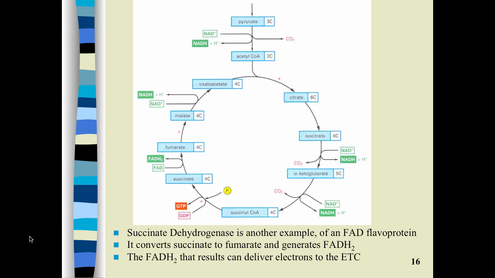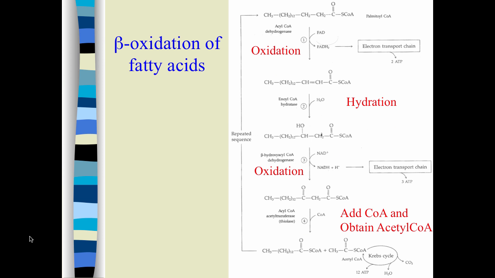So Krebs cycle activity can be compromised in riboflavin deficiency. Fatty acid oxidation can be compromised. So you guys had this in 328 as well. The first oxidation step of beta oxidation is FAD dependent.